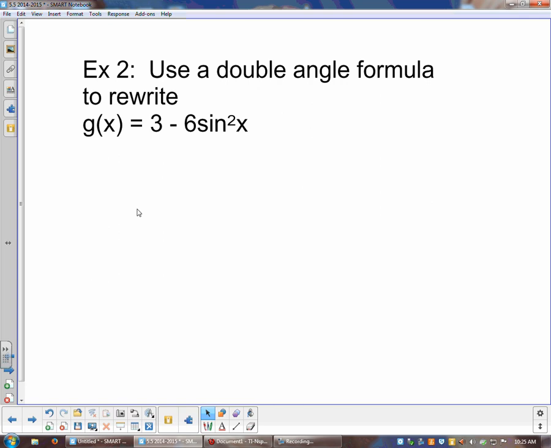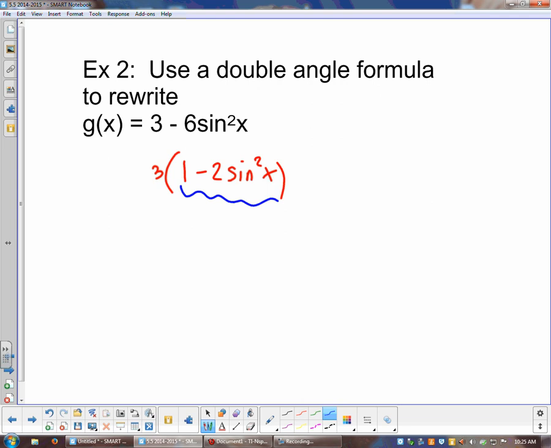All right, isn't that the same as the one we already learned? Yeah. So 1 minus 2 sine squared x is one of our double angle formulas for cosine, right? So that means really I could rewrite this as cosine of what?